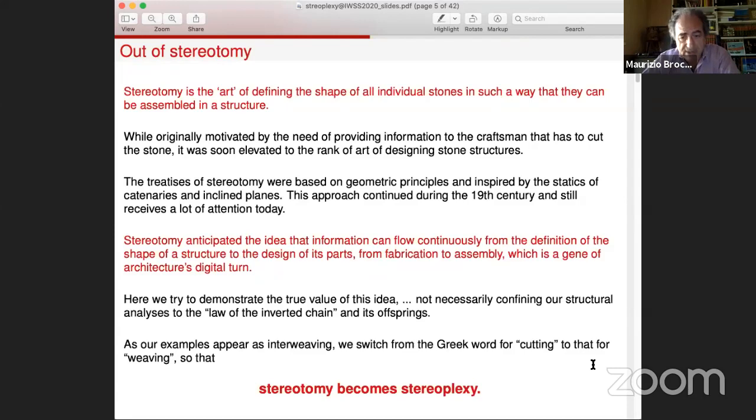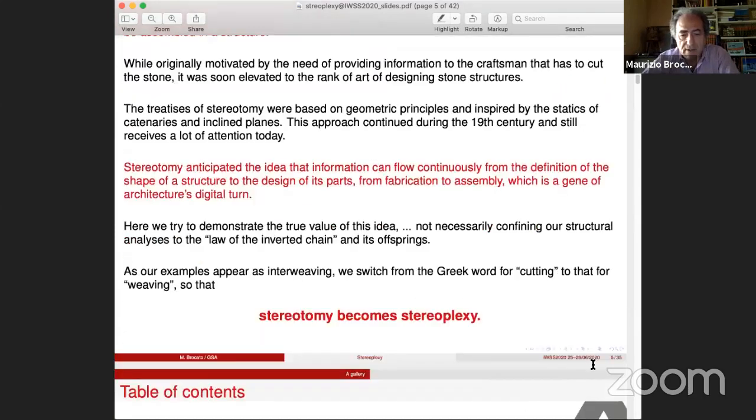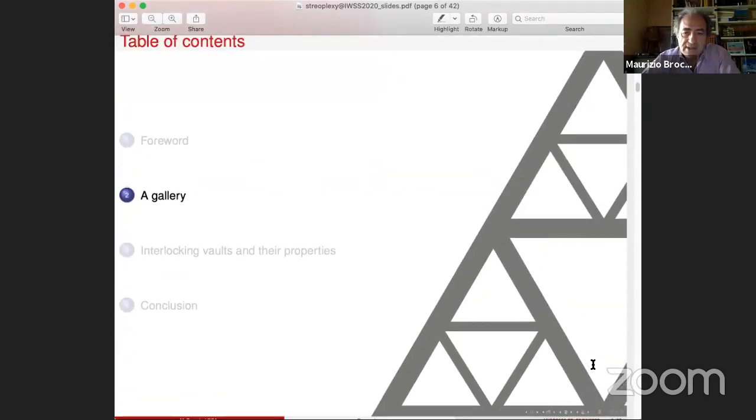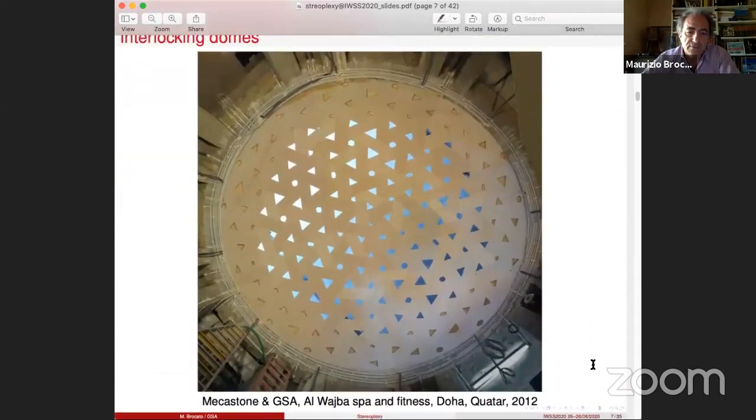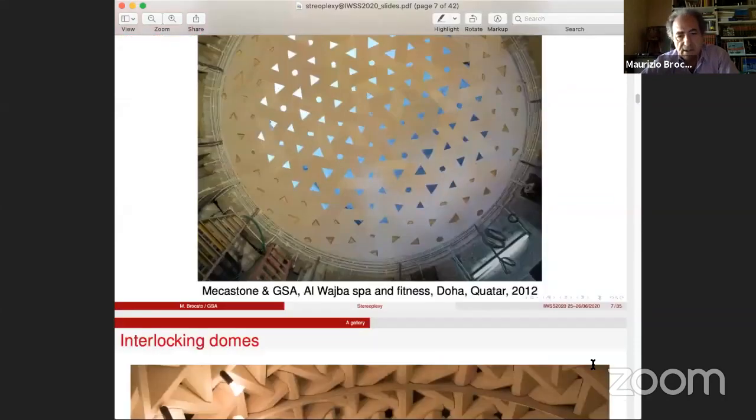Plexi is the Greek word for weaving. I will start with a gallery because I think it's easier for you to understand what I'm talking about. This is a stone dome we built in Qatar, 6 meters span. It's a geodesic dome with a kind of particular assembly I will talk about later, an Abeille-type design of dome. So this is one example.